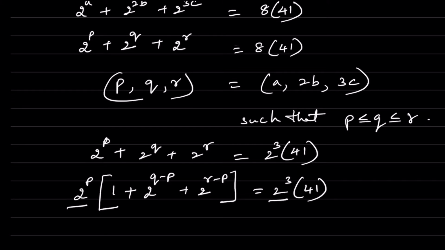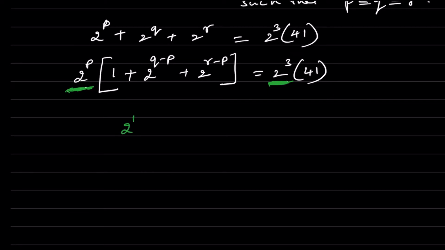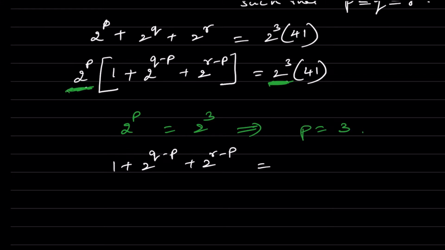Now this can be equated to this part over here because the base is 2. So you can write 2 to the power of P is equal to 2 to the power of 3, which implies that P is equal to 3. Now next, what is left out is 1 plus 2 to the power of Q minus P plus 2 to the power of R minus P is equal to 41. So now this can be written as 2 to the power of Q minus P plus 2 to the power of R minus P is equal to 41 minus 1, which is equal to 40.